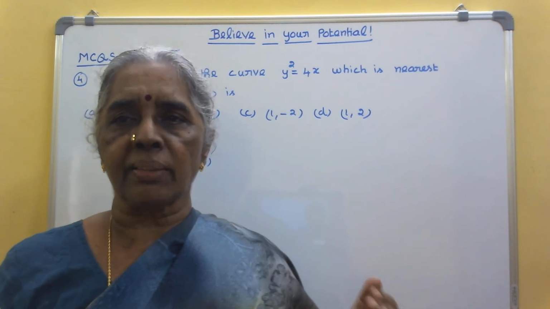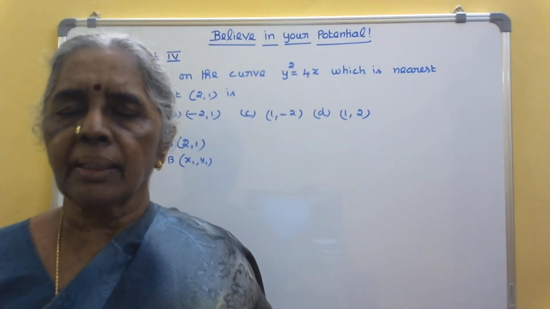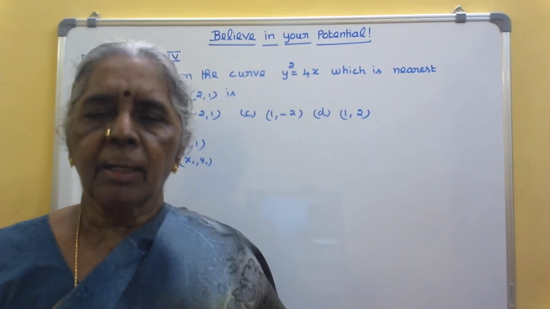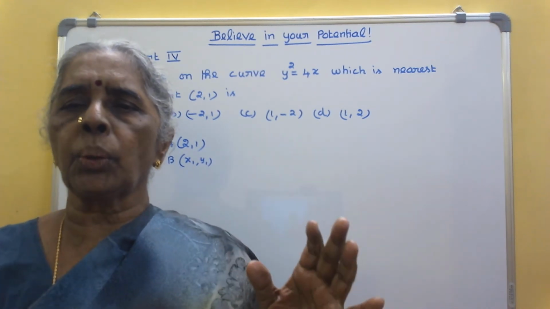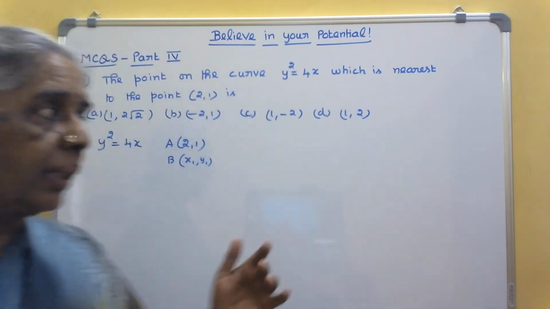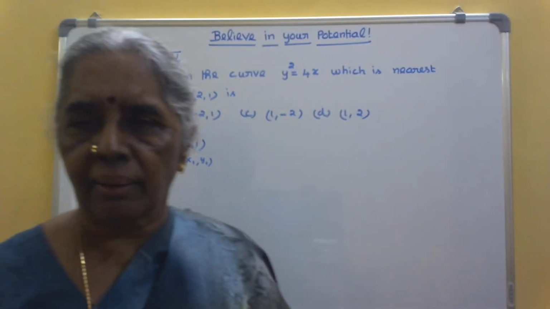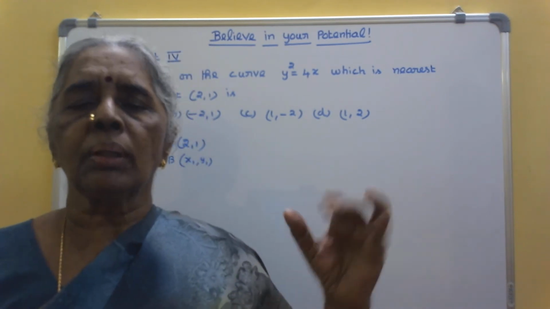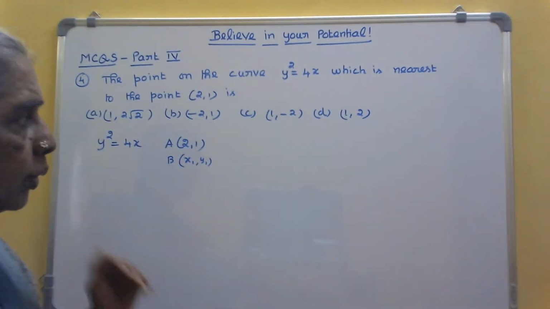Root of (x2 minus x1) the whole square plus (y2 minus y1) the whole square. But when the distance is minimum, when you square it, that will also be minimum, because if you have the root, it will be a bit complicated for us to differentiate. So we can take the distance squared, that is AB squared, that will be the smallest. So that point will be the nearest point. That is the concept we are going to make use of.